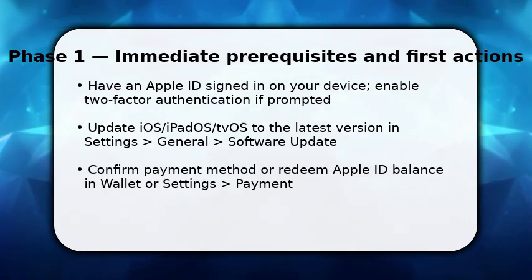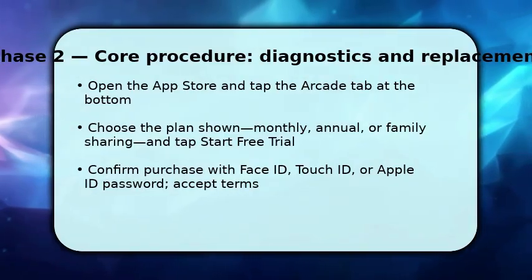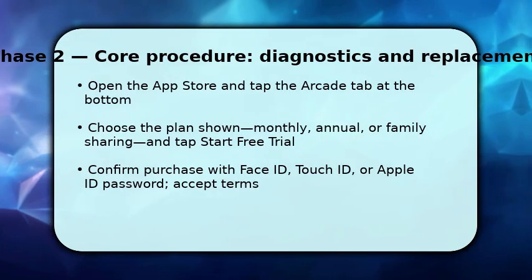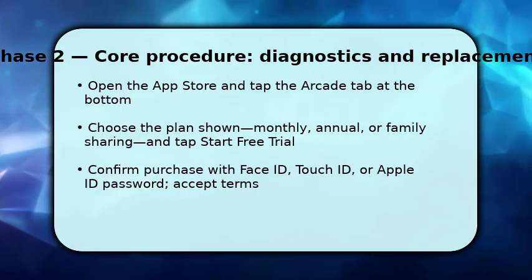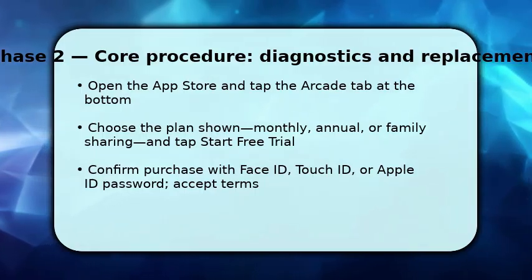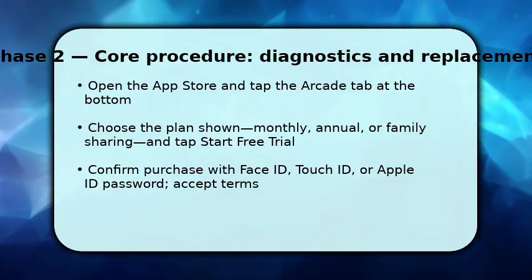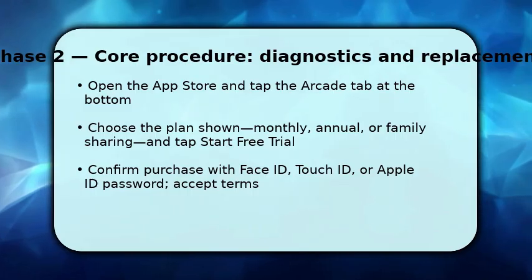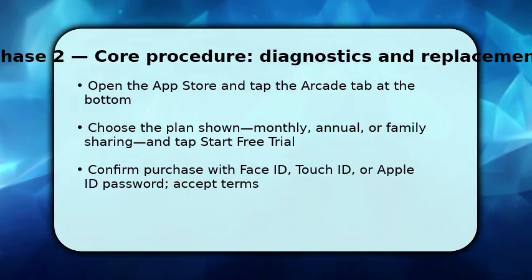Now proceed to access. You now enter the subscription flow by opening the App Store and tapping the Arcade tab. This centralizes Apple Arcade offers and curated games. Next, pick a plan that fits you, monthly, yearly, or family sharing, to share access across 6 family members. Choose Start Free Trial if available. Then confirm with Face ID, Touch ID, or your Apple ID password and accept the terms. After confirmation, the Arcade catalog unlocks.